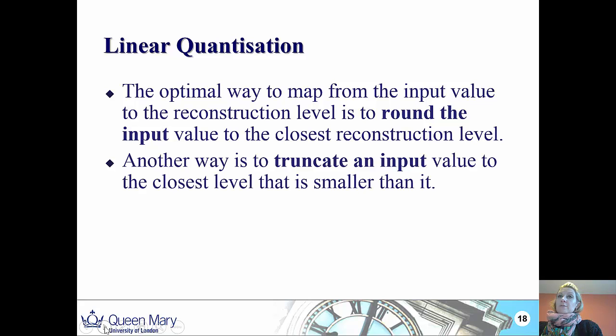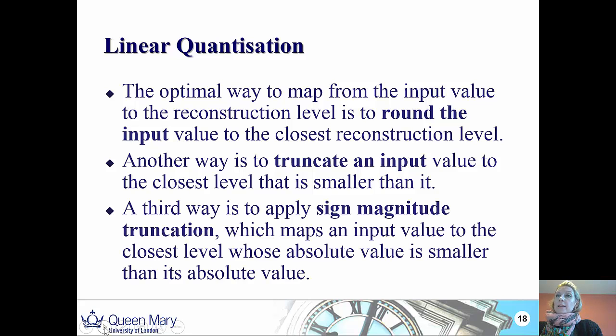One other way to achieve quantization is to truncate the input value to the closest level that is smaller than it. Okay, so again we're rounding, but we're rounding down in this case. Another way is to apply sign magnitude truncation, and in this case we're mapping the input value to the closest level whose value is smaller than its absolute value, taking into account the sign of the number.